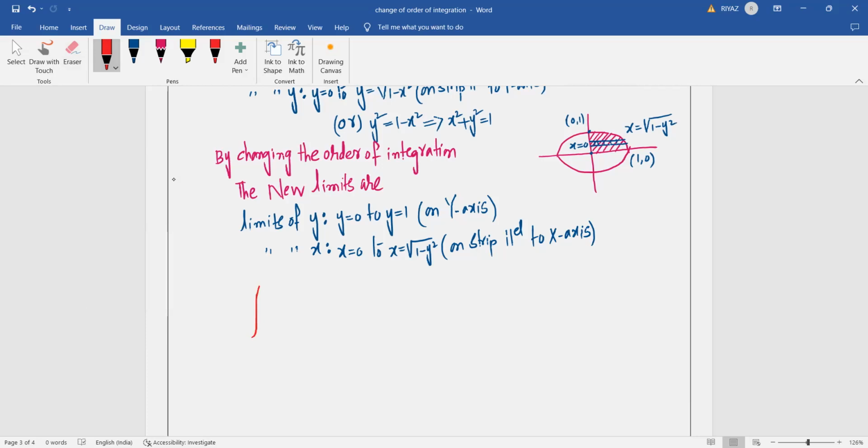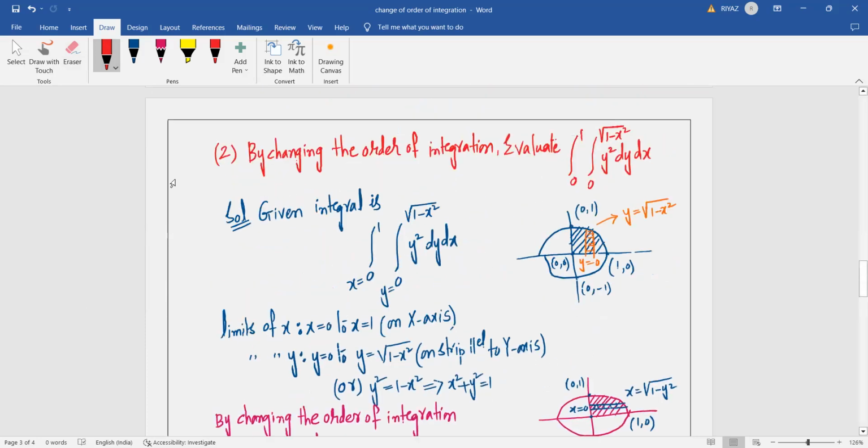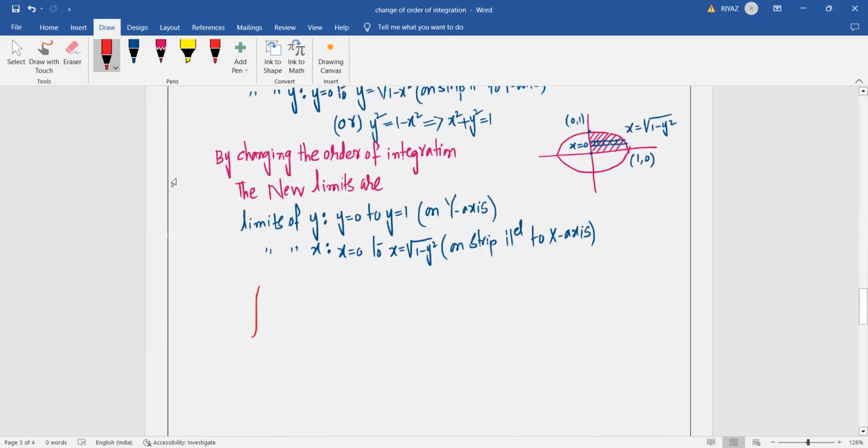We will have to see how the question is: 0 to 1, 0 to root 1 minus y square, dx.